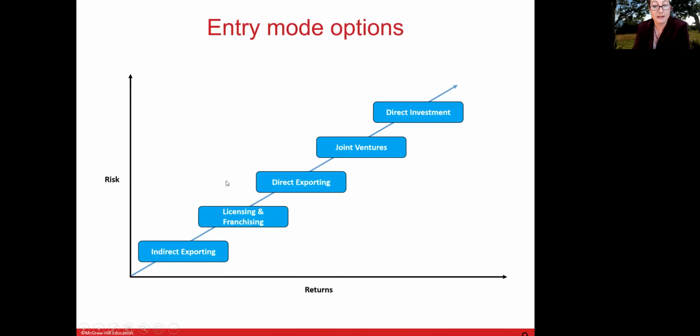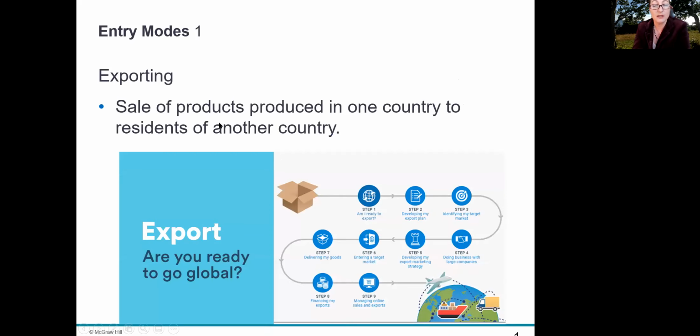Okay, let's talk about exporting. Right, so here we've got direct exporting and indirect exporting. Let's talk about exporting in general. So what we're talking about with regards to exporting is the sale of your product that's produced in one country and you're selling it to residents of another country. So you're exporting it from one country to another.